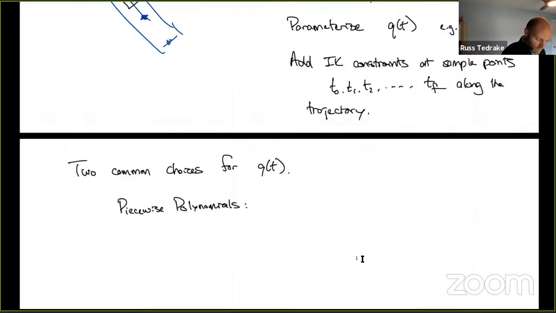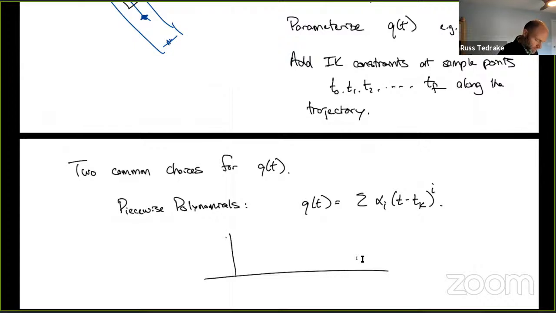So you could say the Q of T is some coefficients, so we would have our parameterization in time: T0, T1, T2, T3, you name it, okay?